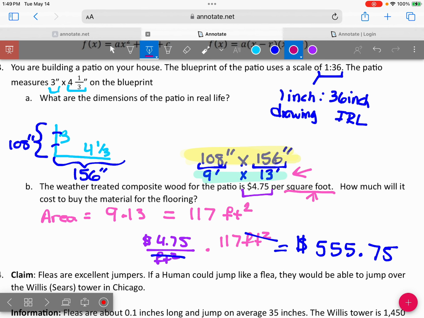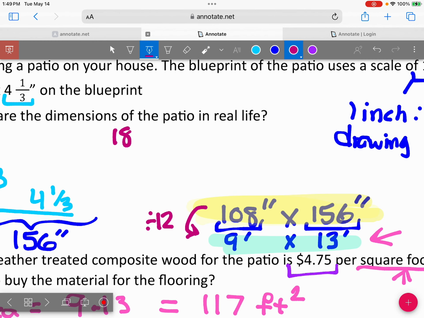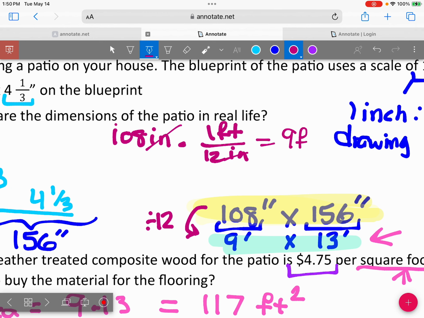The 9 and 13 came from taking my 108 inches and dividing it by 12 to make it feet, because there's 12 inches in a foot. Or you can do it as a unit conversion: 108 inches, and there's 1 foot per 12 inches. You can set it up this way, and my inches cancel out. 108 divided by 12 gives me 9 feet.